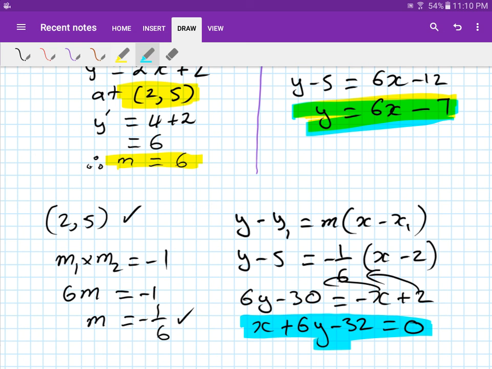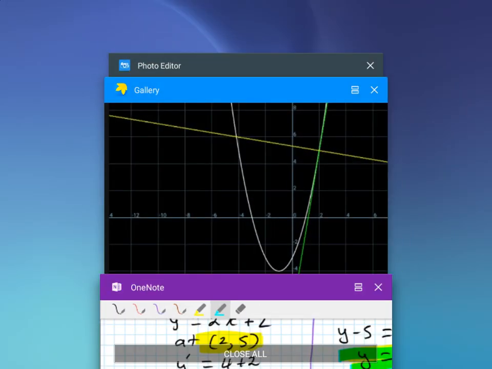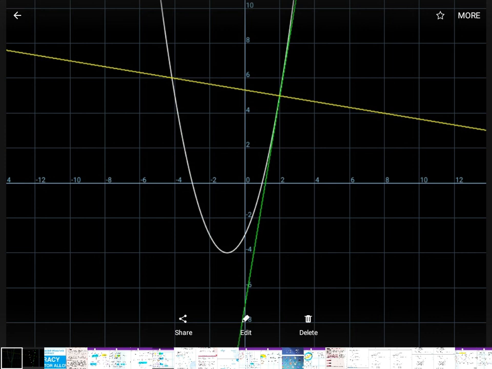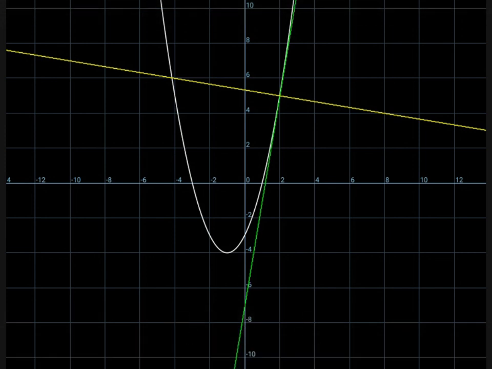Just follow the process. Now I graphed this using one of the software tools. I graphed the normal and the curve as well as the tangent on here. So this is the one I just graphed earlier. This is the parabola, and the yellow line is the normal to the curve, and the green line is the tangent. That's what it looks like if you graph the curve, tangent, and normal. Okay, thank you for watching.